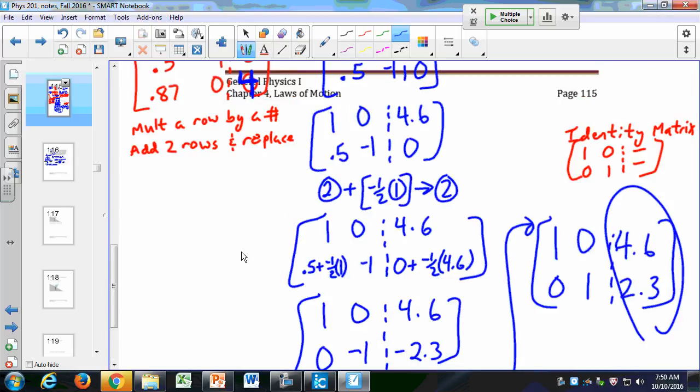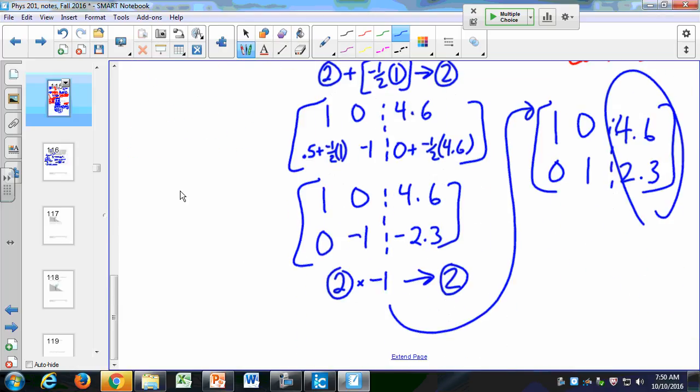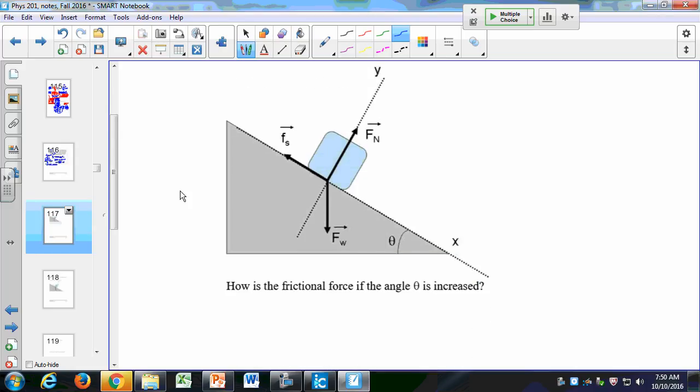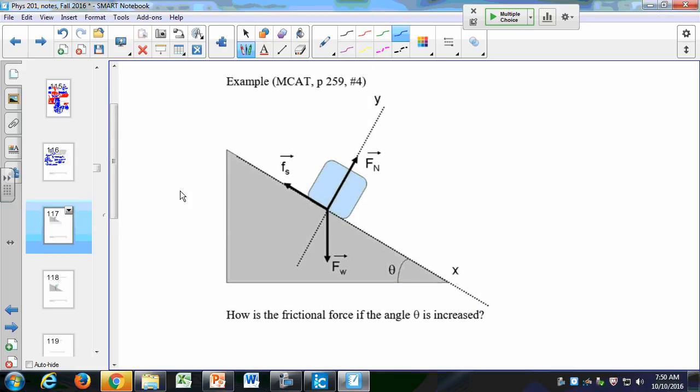Okay, let's do some more 2D problems. Let's do an inclined plane. Here, first, let's look at adding a frictional force. I don't think that we've had friction on an inclined plane yet.